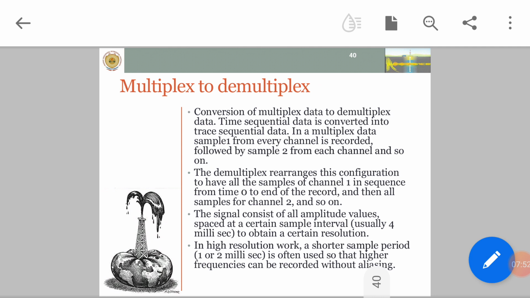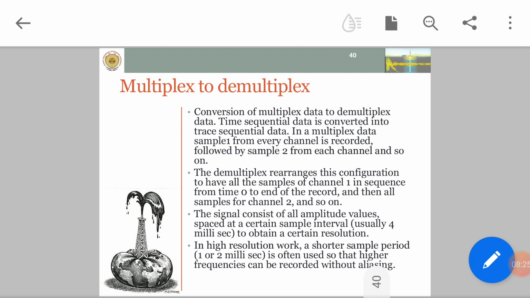The first step is to convert the data from SEG-D to SEG-Y. Multiplex to demultiplex: conversion of multiplexed data to demultiplexed data. Time sequential data is converted into trace sequential data. In multiplexed data, sample 1 from every channel is recorded, followed by sample 2 from each channel, and so on. The demultiplex rearranges the configuration to have all the samples of channel 1 in sequence from time 0 to the end of the record, and then all the samples from channel 2, and so on.